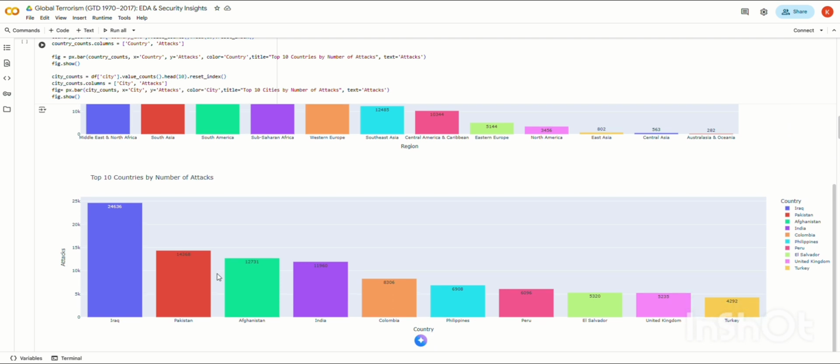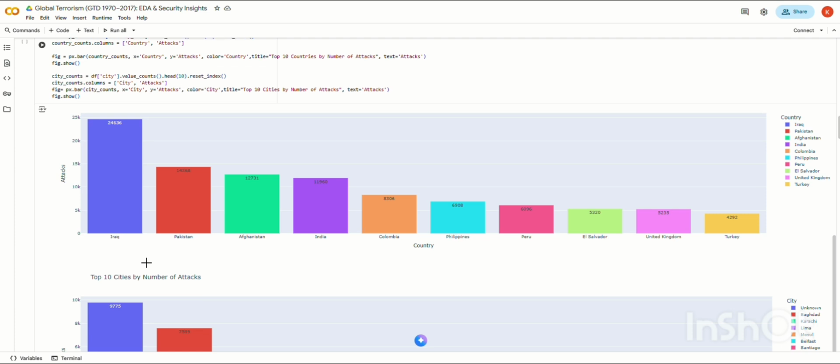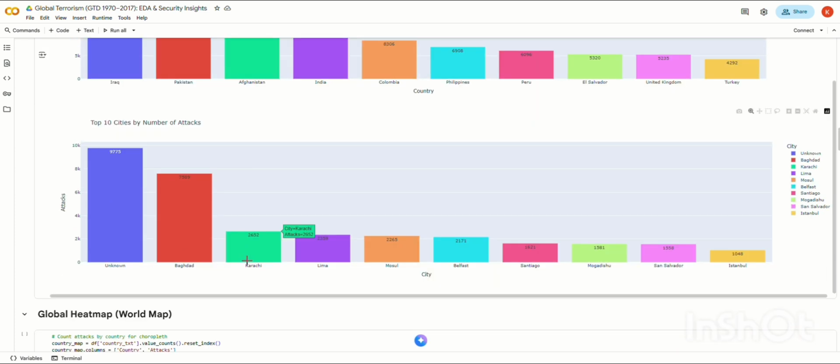Next, at the country level, Iraq, Afghanistan, Pakistan, India, and Nigeria dominate the list. Iraq in particular towers over the rest, reflecting the long years of conflict and insurgency there. Finally, we zoom into cities. Baghdad, Karachi, Lima, and Mosul are the worst hit. Up here at the top, Baghdad alone has experienced thousands of terrorist attacks, making it the most heavily targeted city in the world. Here, also notice a large category called unknown. This reflects incomplete reporting in the dataset. Still, even with these missing values, the real hotspots are very clear.